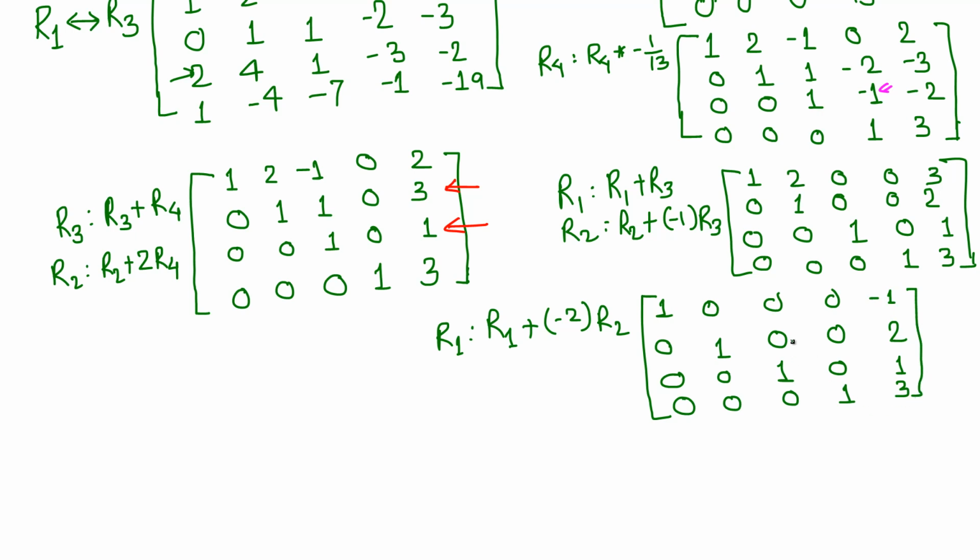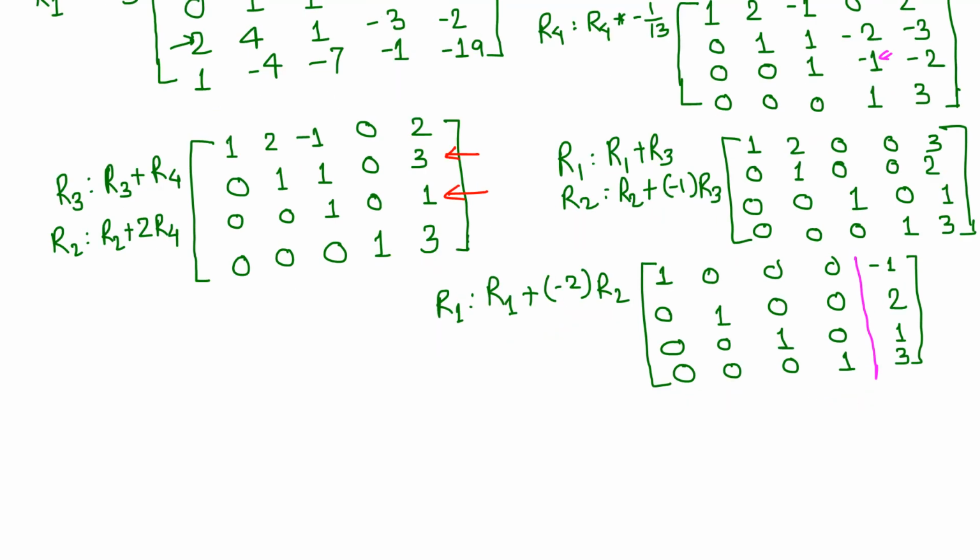So we reduced the augmented matrix into reduced row echelon form. These are the constants. So here is 1, so x1 is negative 1, x2 is 2, x3 is 1, x4 is 3. From this we can write down the solution: negative 1, 2, 1 and 3. We can check this by plugging back into the original equations.